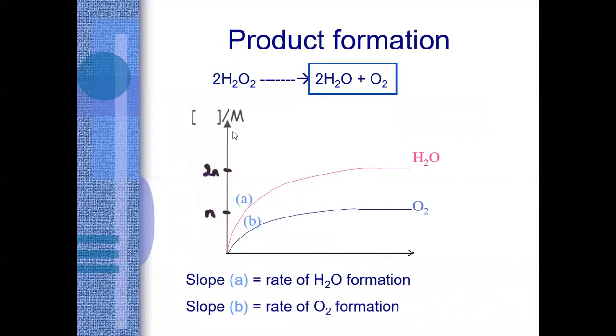So where is the rate of reaction? From the graph, if I want to find out the rate of reaction, how do I find out? Now, the formula for the rate of reaction is equal to final product concentration minus initial product concentration, divided by final time minus initial time.